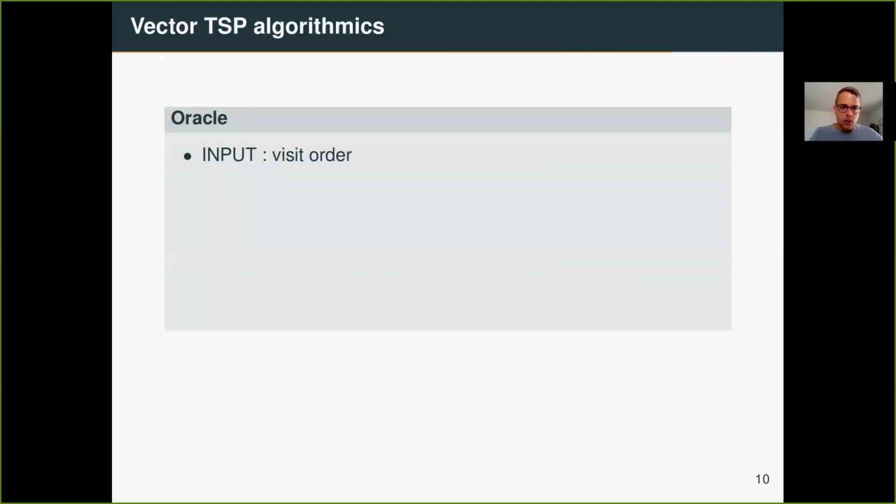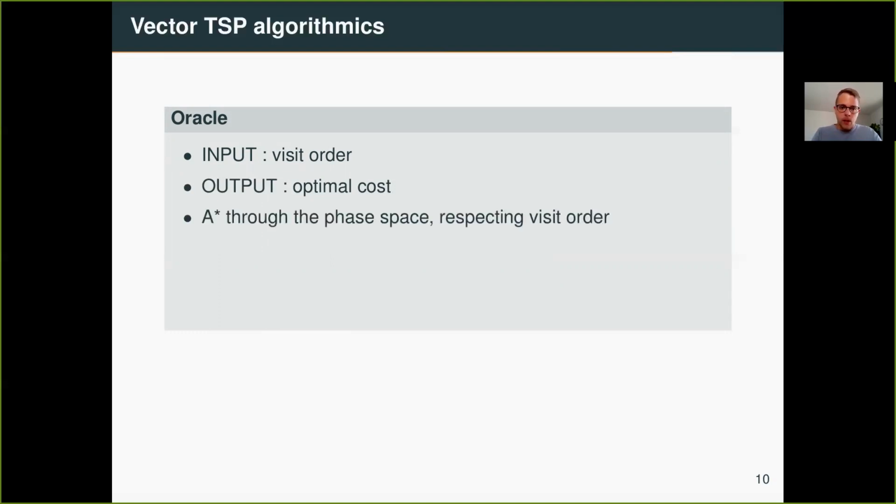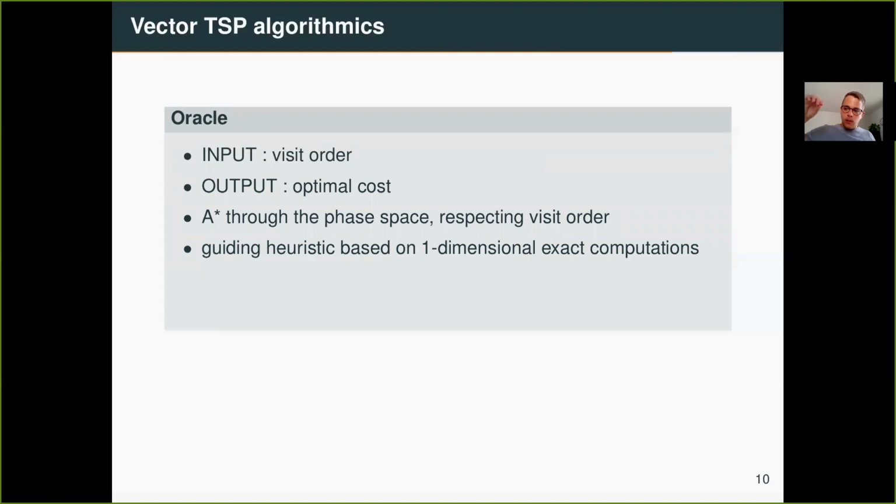How do we make an oracle that takes as an input a visit order and outputs an optimal cost corresponding to this visit order? Well, at first we thought of a BFS through the phase space, but we actually found a way to use the A star algorithm, which is much faster. So what the A star does, it's guided by some heuristic. And so by being guided, it goes around until it finds the optimal solution in some sense. So this guiding heuristic is very interesting, but I don't have the time to explain it either.